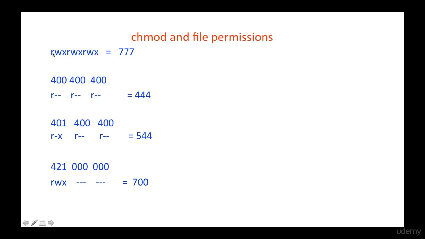Now, in this hypothetical case, we have full permission. It's read, write, execute. So this is 4 plus 2 is 6, plus 1 is 7. Again, read, write, execute is 4 plus 2 plus 1, which is 7. So each of these is 7, giving 777.